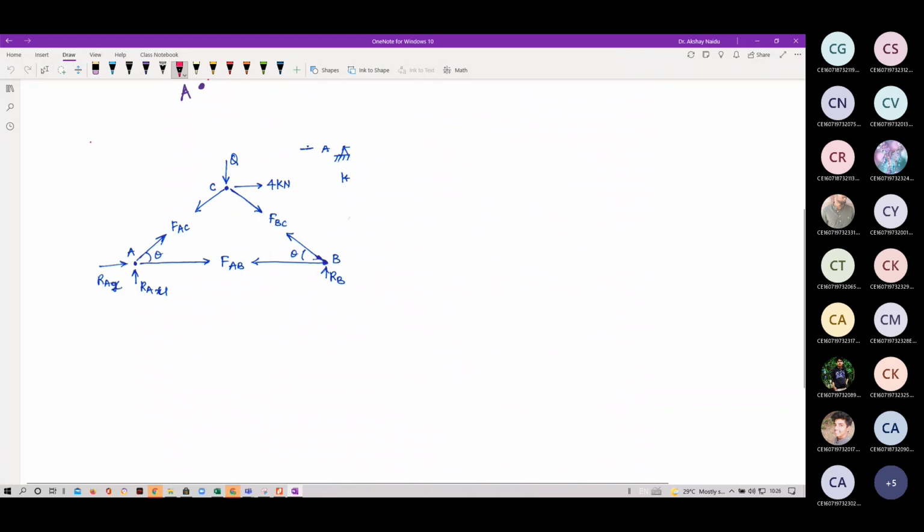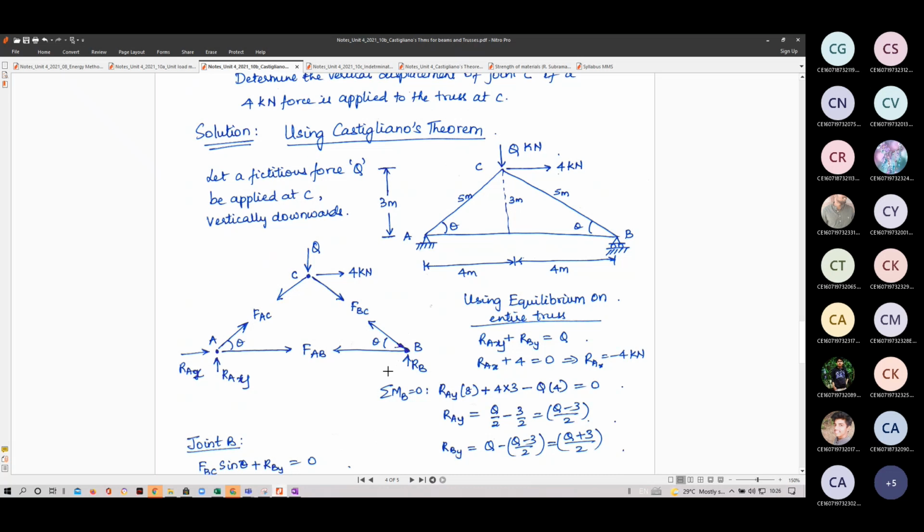So we have to use the concept to find the moment at B due to Q. It is Q times the perpendicular distance of the line of action of Q from this point B. So it will be Q times this length, that is 4. Let's go back and see. So it is Q times 4. Now, R_A into 8 clockwise is positive, so Q times 4 will be negative.